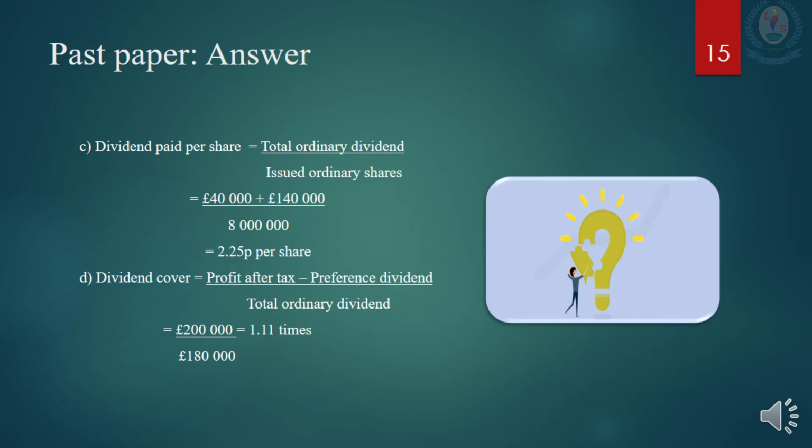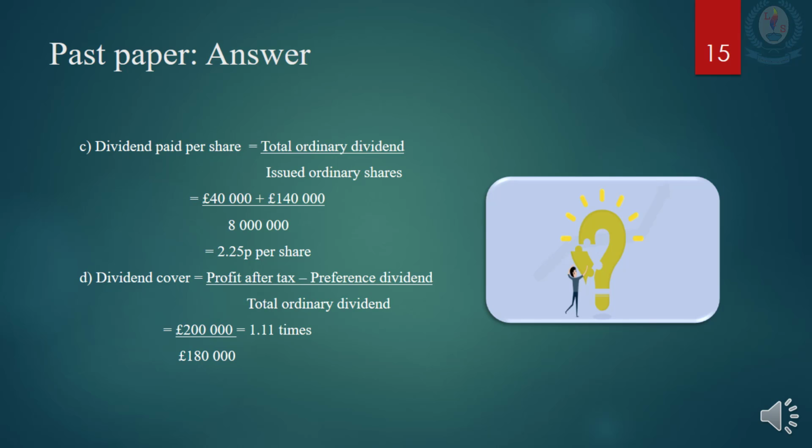Part A, ROCE. Always remember to write the formula. Okay, now for ROCE, we need to have the profit before interest and tax and the capital employed. Go to the question and check for these, children. In the information, the profit given is before tax but after interest. What does it mean, children? It means we need to add back the interest in order to cancel its effect which has already taken place.